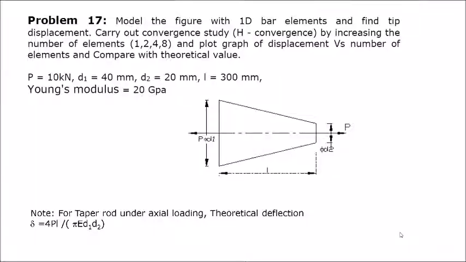Coming to problem number 17. This is a tapered rod. Left diameter is 40, right side diameter is 20 mm, length is 300 mm, and it is subjected to axial tensile load of 10 kN on either side. For solving in FEM, you can take it as left end fixed and apply the load at the right end, or right end fixed and apply the load at the left end. Any method you can follow. But in order to solve this, we are using the same element which takes only constant cross section. So we have to assume this as a constant cross section bar.